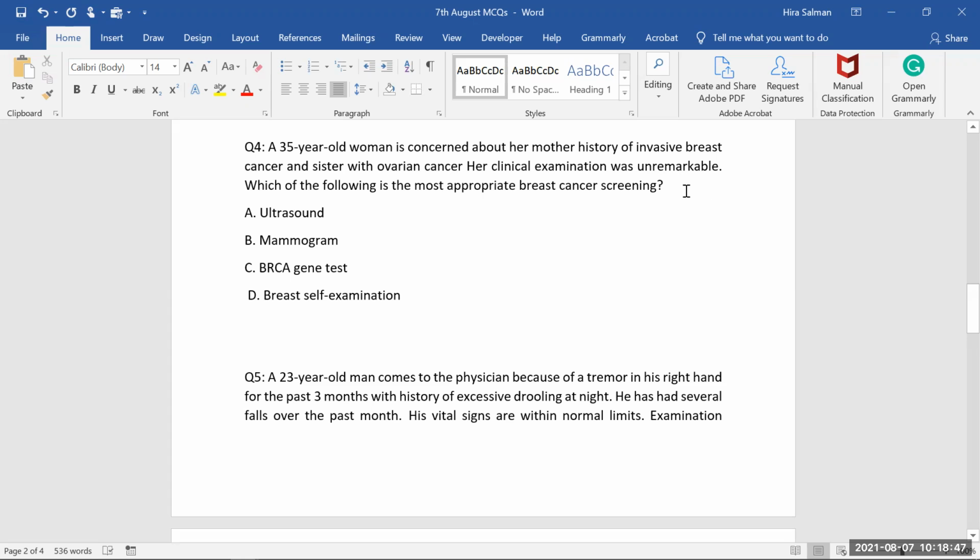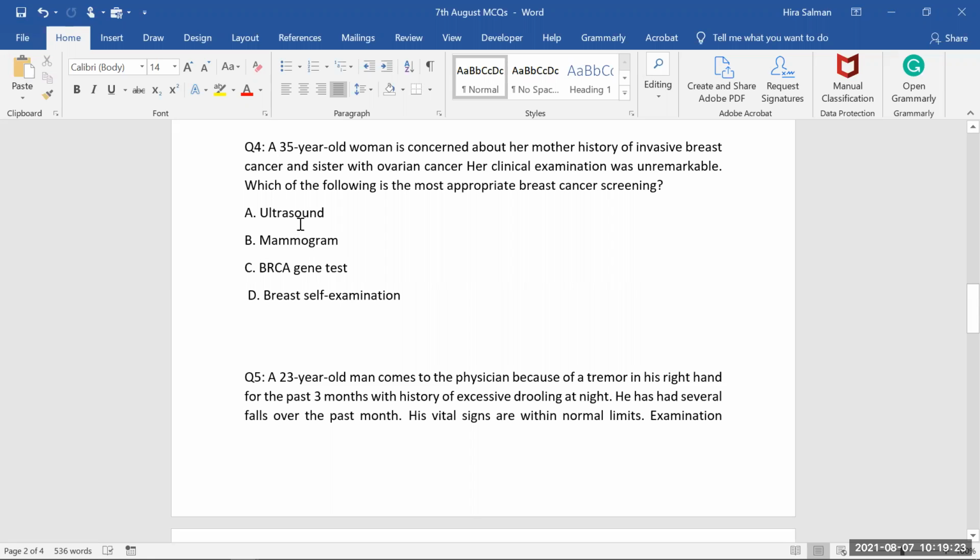Her clinical examination was unremarkable. She is 35 years of age at this time. Which of the following is the most appropriate breast cancer screening? So what will you advise? You will advise her that based on the history of invasive breast cancer in her mother, she should start screening her breast, especially through mammography, at the age of 40 years. So you will advise her to come after 5 years for breast cancer screening through mammography, and then every 2 years. That should be the protocol for her because she has invasive breast cancer history in her family.